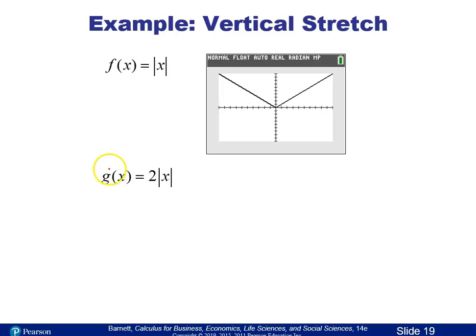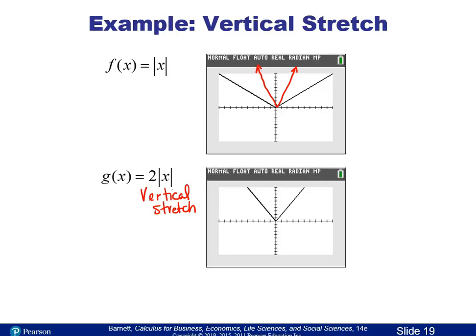Okay, so here, if I've got this 2 out in front, it's going to do a vertical stretch. So it's going to take this function here, and instead of it being as wide as it is, it's actually going to make it more narrow. And it's kind of hard to draw this, but it's a more narrow stretch there. Okay.